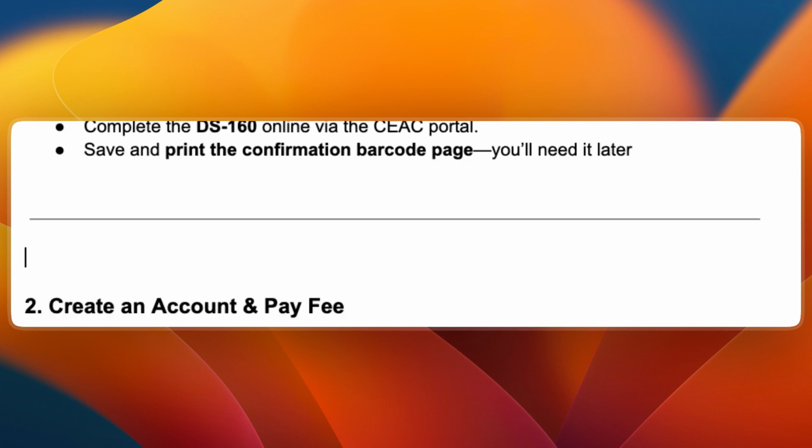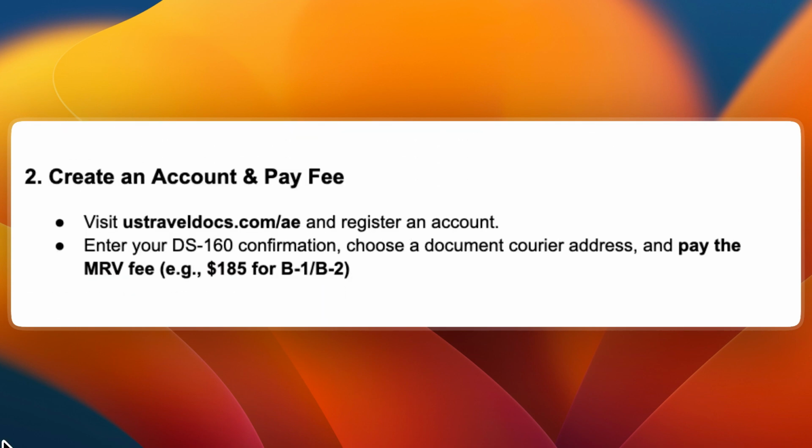Now you need to create an account and pay the fee, so visit ustraveldocs.com/AE and register an account. Then enter your DS-160 confirmation, choose a document courier address and pay the MRV fee, which is usually $185.